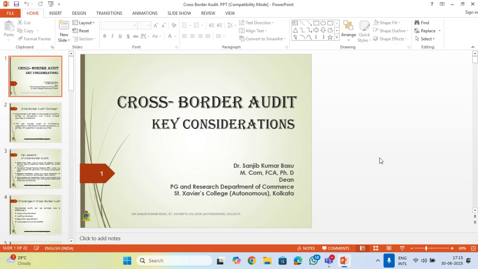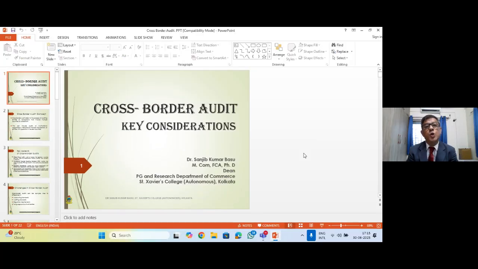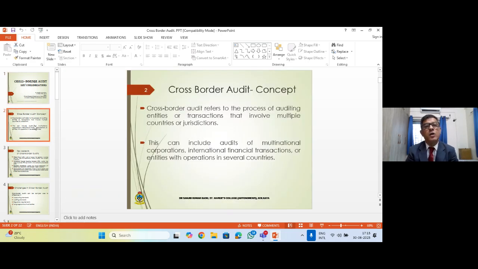Thank you. So we'll be talking today about the cross-border audit, the key considerations. That is the subject matter of today's discussion. Now let us start with the concept of cross-border audit. You may have the idea that cross-border audit is only the audit in a different country. It is not only the audit of different countries.